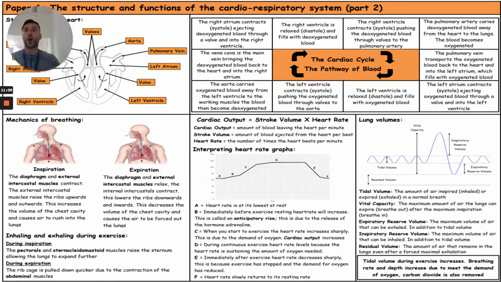So, what happens to the heart or the cardiorespiratory system during exercise? Well, stroke volume increases, so more blood leaves per beat. Heart rate increases, so your heart beats more times, and thus you have a higher cardiac output. This means that more oxygen can be delivered to working muscles.